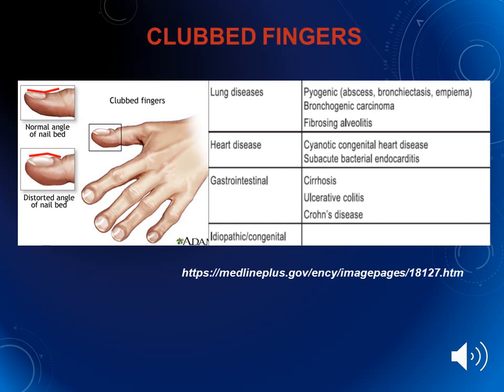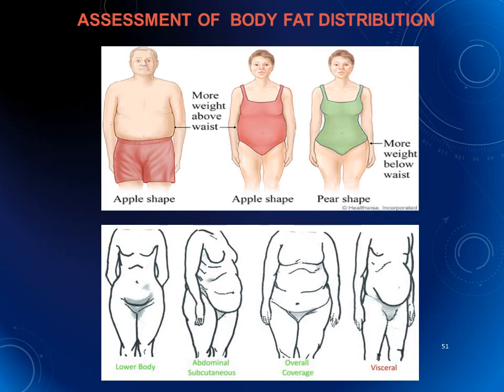And the clubbed fingers can be found, as I told you, in heart disease or lung disease, but also in chronic disease of the liver and in some chronic inflammatory diseases. Weight is an important indicator of general health and nutrition.